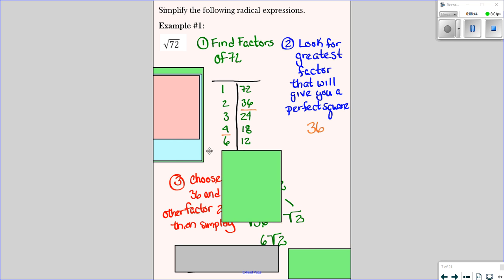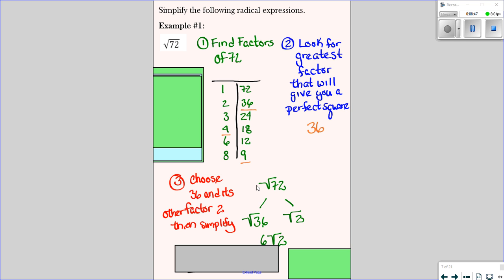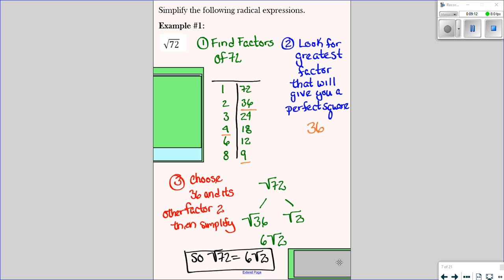Then we simplify. So notice how I have 72 underneath the radical, and then I do that tree. Remember when you did factorization, trying to find the prime factors? In this case, we're looking to simplify the radical. So we chose 36 because it's going to give us a perfect square of 6, and then radical 2. 2 is just a prime number, so it's not going to be broken down, so it stays underneath the radical. So then we have our answer as 6 radical 2. So that is the simplified radical form of radical 72.